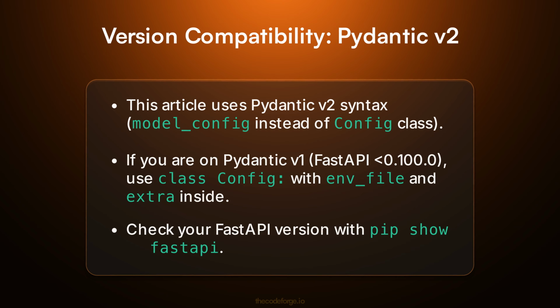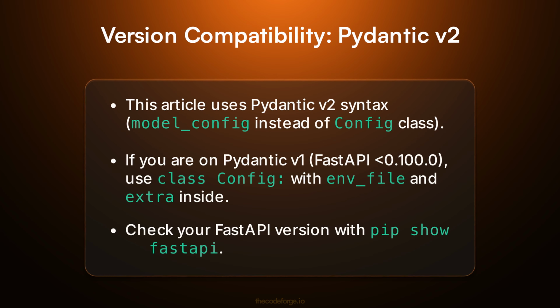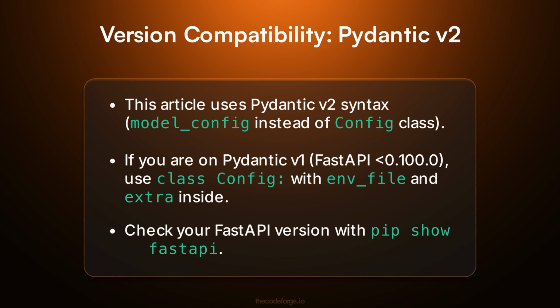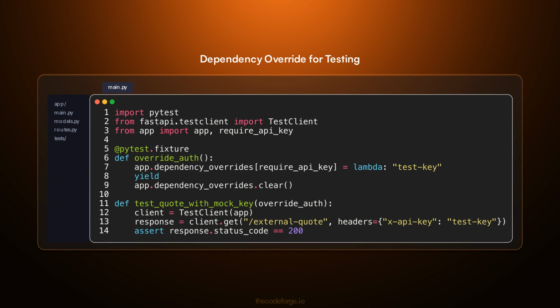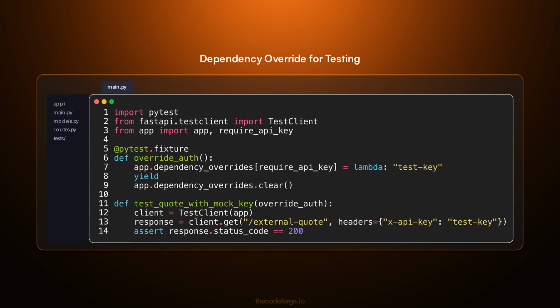This article uses Pydantic v2 syntax, model_config instead of a Config class. If you are on Pydantic v1, FastAPI 0.100.0, use class Config with orm_mode and extra inside. Check your FastAPI version with pip show fastapi. The article mentions overriding dependencies, but doesn't show a complete test example. Here's a concrete pattern using app.dependency_overrides with a fixture that cleans up after each test.